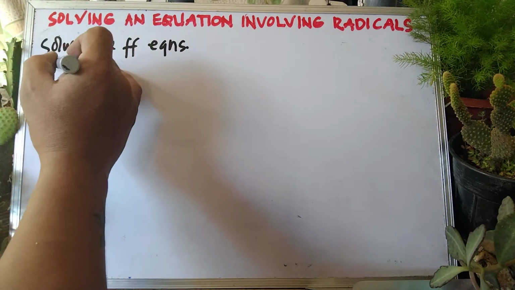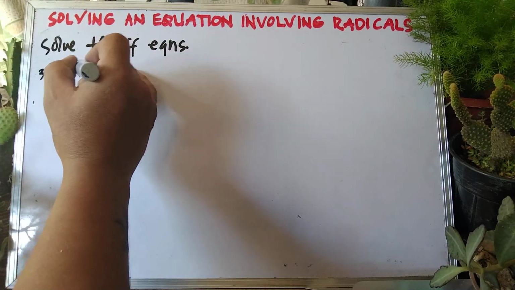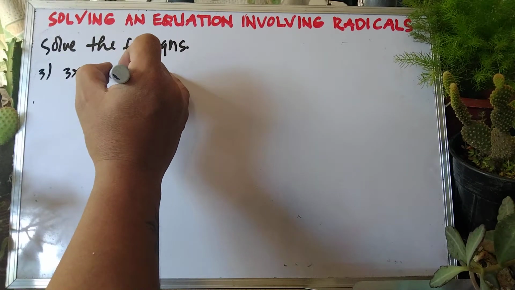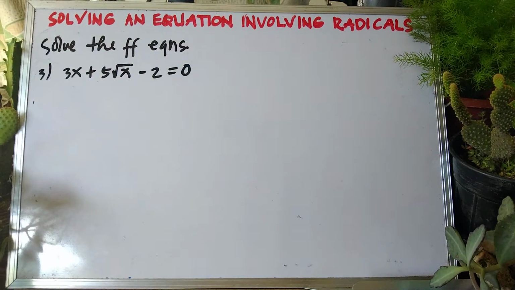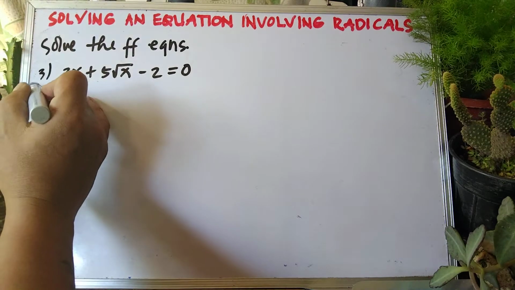Example number 3, you have 3x plus 5 times square root of x minus 2 is equal to 0. Okay. Now, in number 3, all of the terms are found in the left side of the equation. So we will follow the steps. So we will transpose all other terms to the right side of the equation, and the term with radical will remain in the left side.